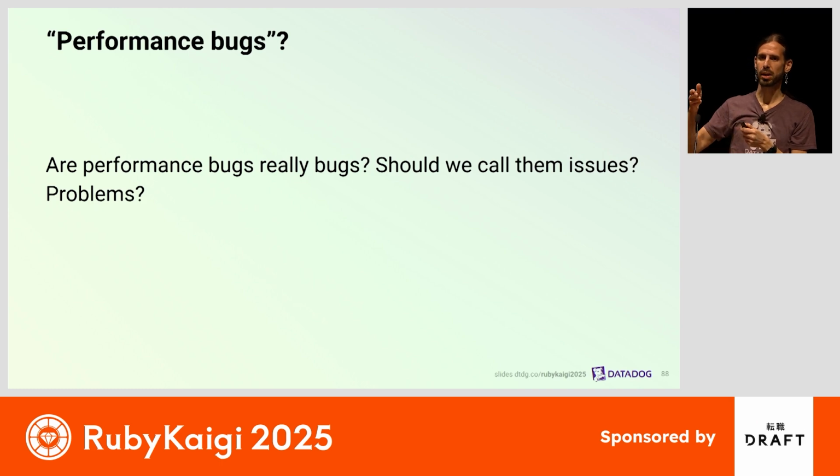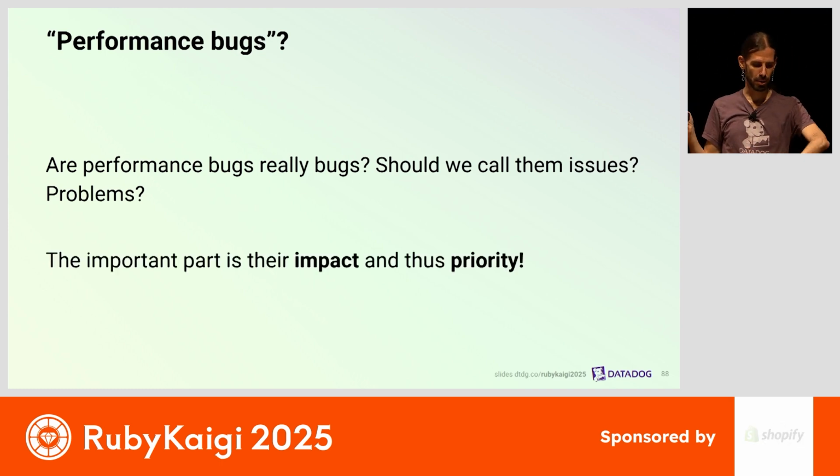It might be about how much CPU you need to use to give an answer. It might be about how much memory you need to give an answer. It might be how much time you take to give that answer. And obviously, if you run out of that resource, if you run out of CPU time, or whatever, then you might crash the application. But the key thing is to think about their impact and thus their priority.